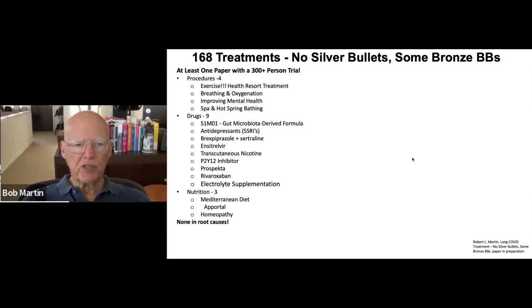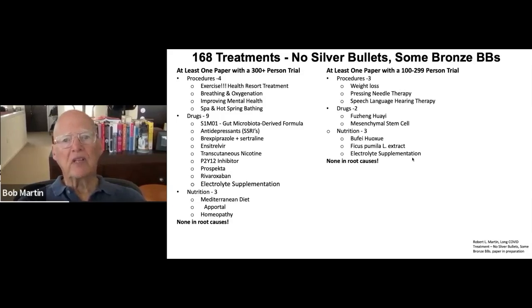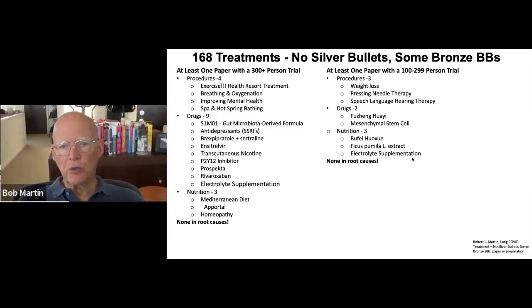Interestingly, antidepressants make a huge difference and actually cured a friend of mine of it. Nutrition helps a little. These are papers in the 100 to 200 person trial. 300 is a phase 3 trial, 100 phase 2. Weight loss, again, stay healthy.